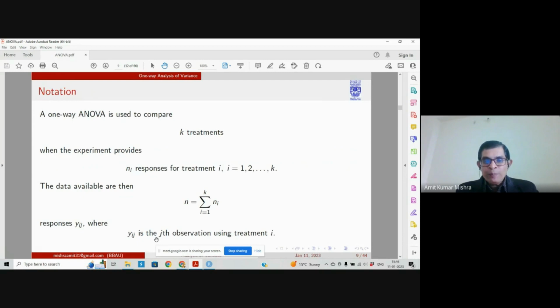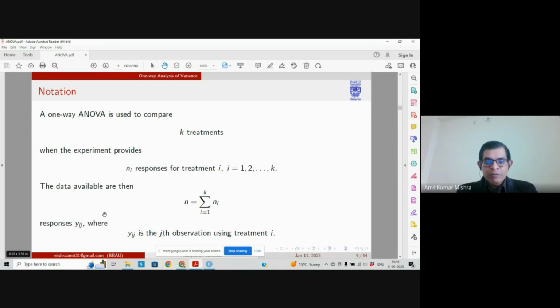In one-way ANOVA, if we see the mathematical setup, we will have in general K treatments. K treatments means there are K kinds of populations in which you are interested, and each population will give you Ni responses. Total available data will be the summation of Ni, that means N1 plus N2 plus up to Nk. If there are three treatments, the number of responses coming from the first, second, and third treatments, when added, will be the total data.